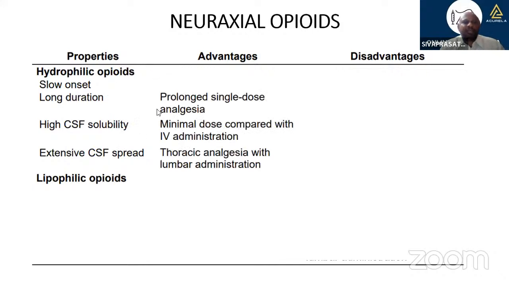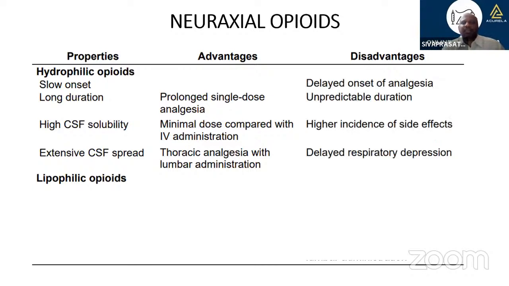The advantages of these properties are prolonged single-dose analgesia and a minimal dose compared with IV administration. Suppose we give 8 to 10 milligrams of morphine IV, that can be achieved with 1 to 2 milligrams if it is given in the epidural. And you get thoracic analgesia with lumbar administration because it's extensively spread. Even giving it in the lumbar area will produce thoracic analgesia.